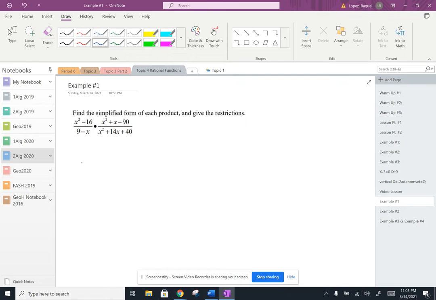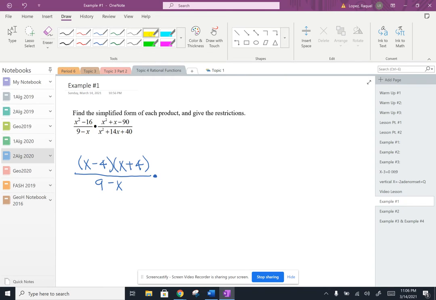That's a difference of squares. So that numerator can actually be factored into x minus 4 and x plus 4. My denominator, I'm going to keep as is for right now. Let's move on to the second fraction. Remember, the reason we're factoring is so that we can see what similarities we have in the numerator and denominator so that we can cancel them out.